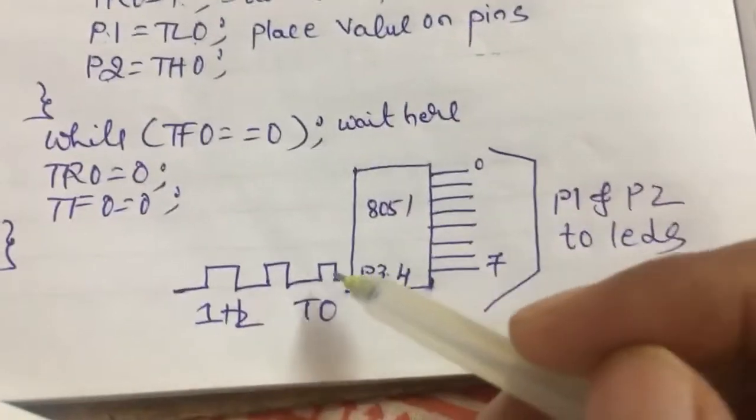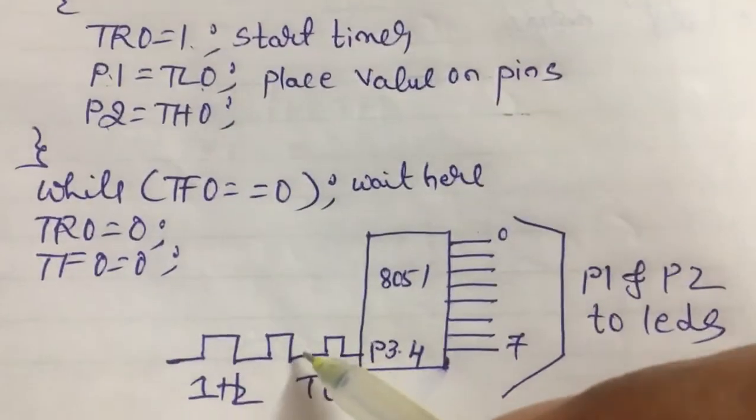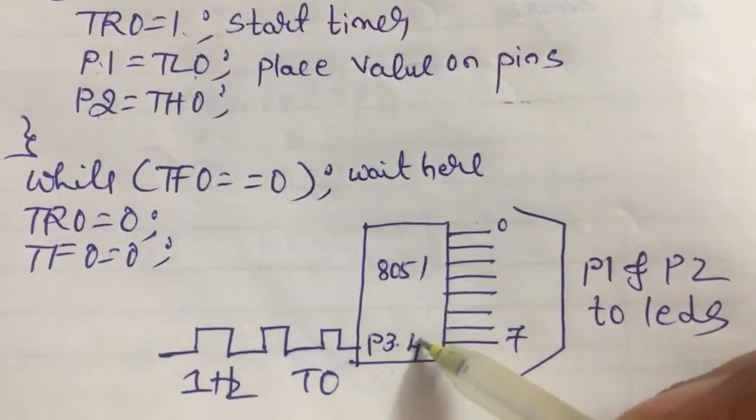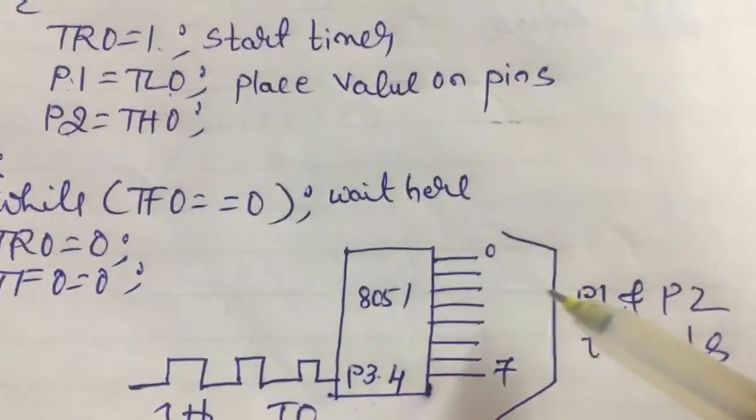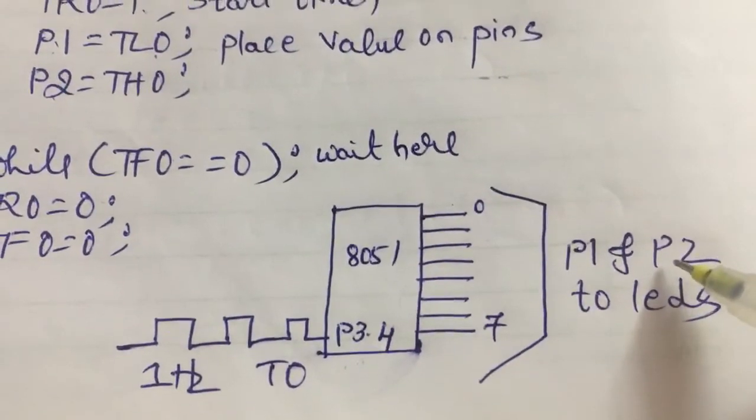We just need to calculate the number of clock pulses that are entering the 8051 with the help of TL0 and TH0, and those are to be transferred to P1 and P2 respectively. So this is one example of a counter.